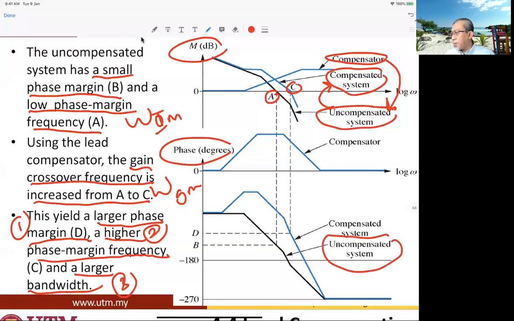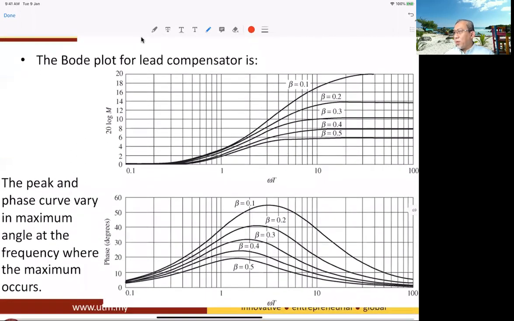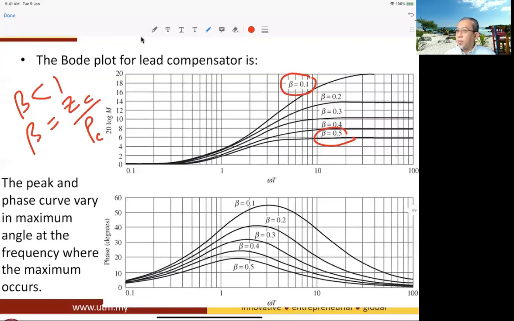Uncompensated system. And this uncompensated system will be compensated by the compensator. And the compensator will produce this compensated system. So the Bode plot for the lead compensator, since beta is less than 1, okay, the standard form for the magnitude curve is shown here. Start from beta 0.1 till beta 0.5. So we know that beta is the ratio between ZC and PC, and it must be less than 1, okay?